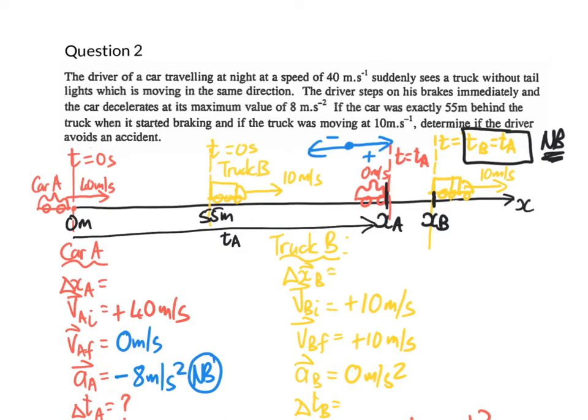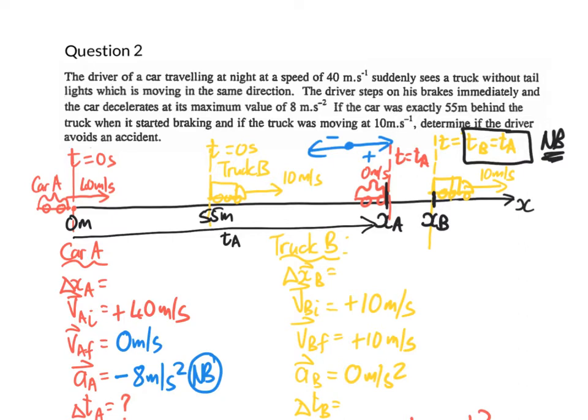If the car was exactly 55 meters away, so the car is 55 meters behind the truck, when it started braking, and if the truck was moving at 10 meters per second, determine if the driver avoids an accident. Now, one's got to be careful of these problems because sometimes the language is a problem. And in this case it is, because it doesn't tell you explicitly that the truck is going to continue to travel at 10 meters per second.